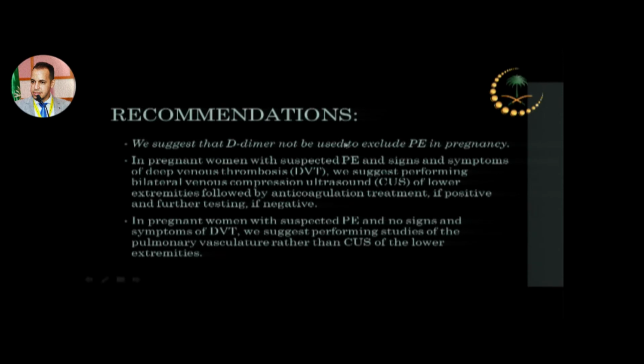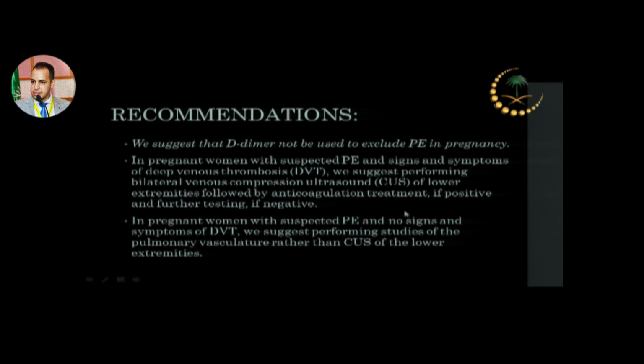In a pregnant woman with suspected pulmonary embolism and signs and symptoms of deep venous thrombosis, we suggest performing bilateral venous compression ultrasound of the lower extremities, followed by anticoagulation if the study is positive, or further testing if the study is negative. So the first question you want to ask your patient is if she has leg symptoms. If she does have leg symptoms, then it's probably advised to do bilateral lower limb Doppler ultrasound to rule out DVT. If it's positive, you can go ahead and treat your patient. If it's negative, it's advised to go for further imaging studies.